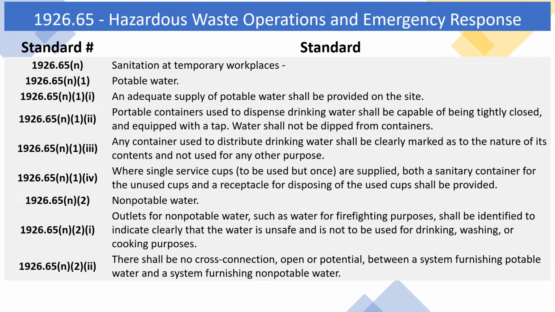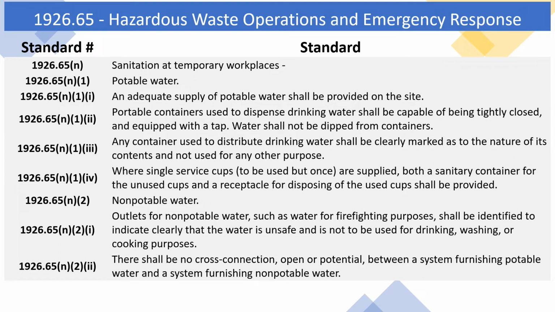1926.65 N.1.iii. Any container used to distribute drinking water shall be clearly marked as to the nature of its contents and not used for any other purpose. 1926.65 N.1.iv. Where single service cups, to be used but once, are supplied, both a sanitary container for the unused cups and a receptacle for disposing of the used cups shall be provided.